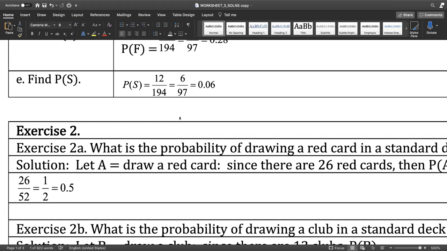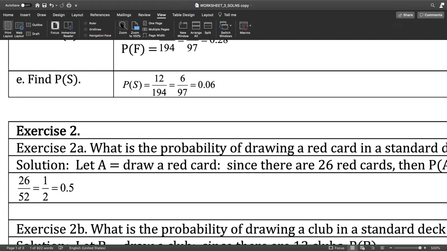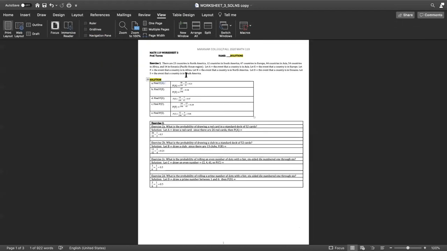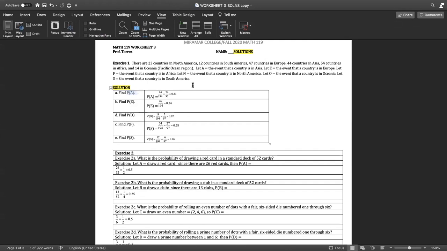Okay, all right, now, let me reduce this a little bit. Okay, you know my adventures with the mouse here.